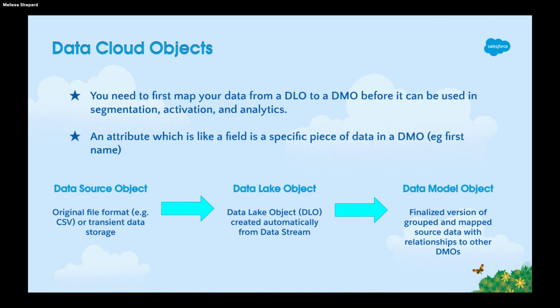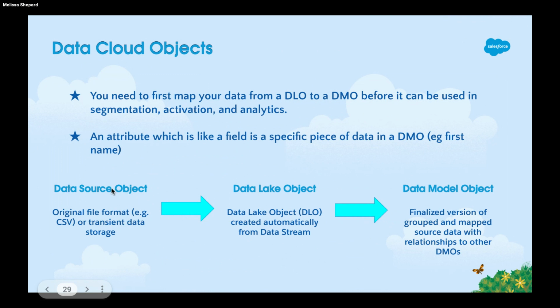And then an attribute is something that is like a field that is a specific piece of data in a data model object. So an example of this would be first name. So this is where you're going to create custom fields or custom objects, in your DMOs. So that's your finalized version of your grouped and mapped source data with relationships to other DMOs.